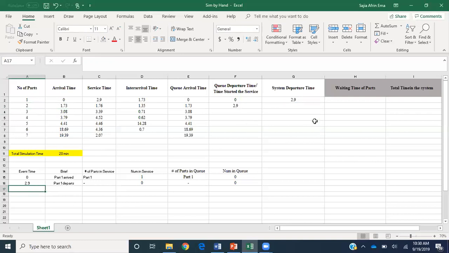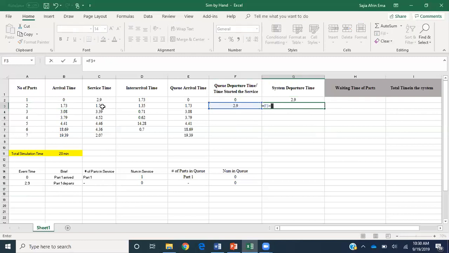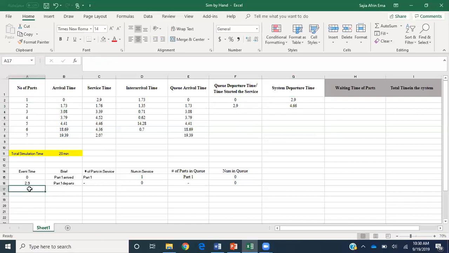And then what time will it leave the system? The time it joined the queue plus its own service time, at 4.66. So we will write 2 more things here. So at 1.73, what happens?